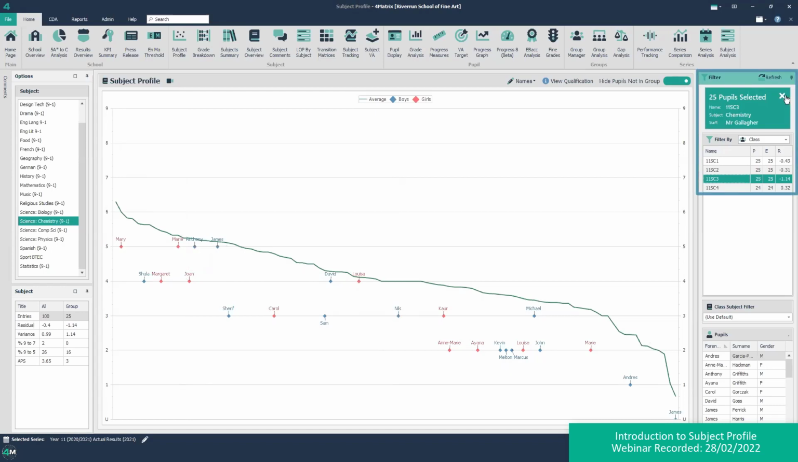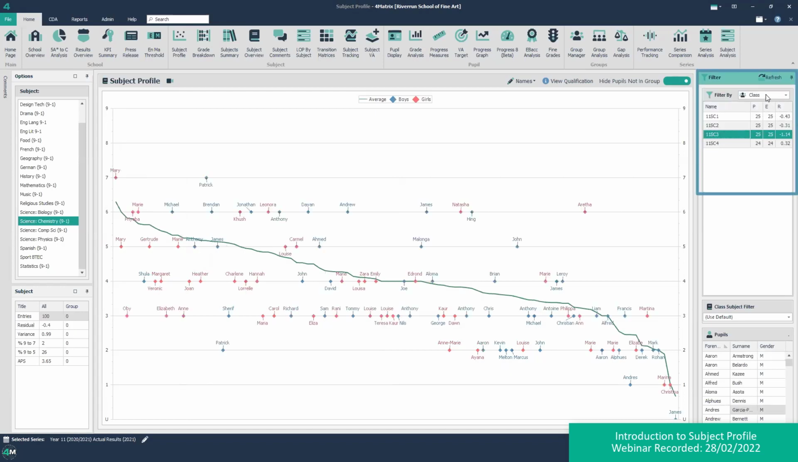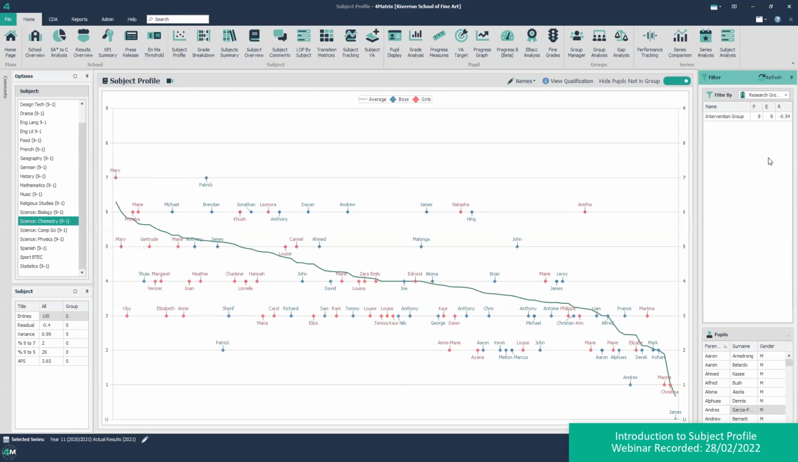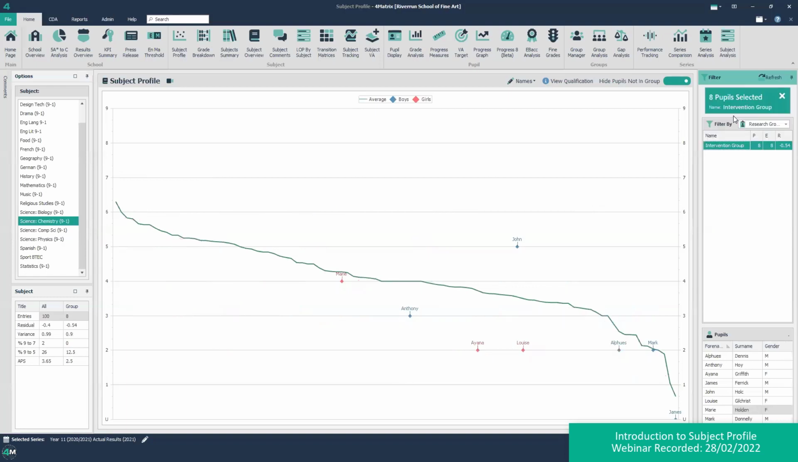You can filter by other things than class. So you've got the full filter by tool over here. So for example, you could filter by pupil premium if you wanted to, or any combination of those filters there. Where it might come in particularly useful is looking at research groups, so identifying a particular group of pupils whose performance you want to examine over time. So I've got an intervention group here. I can select that and then see how they're doing in various subjects.